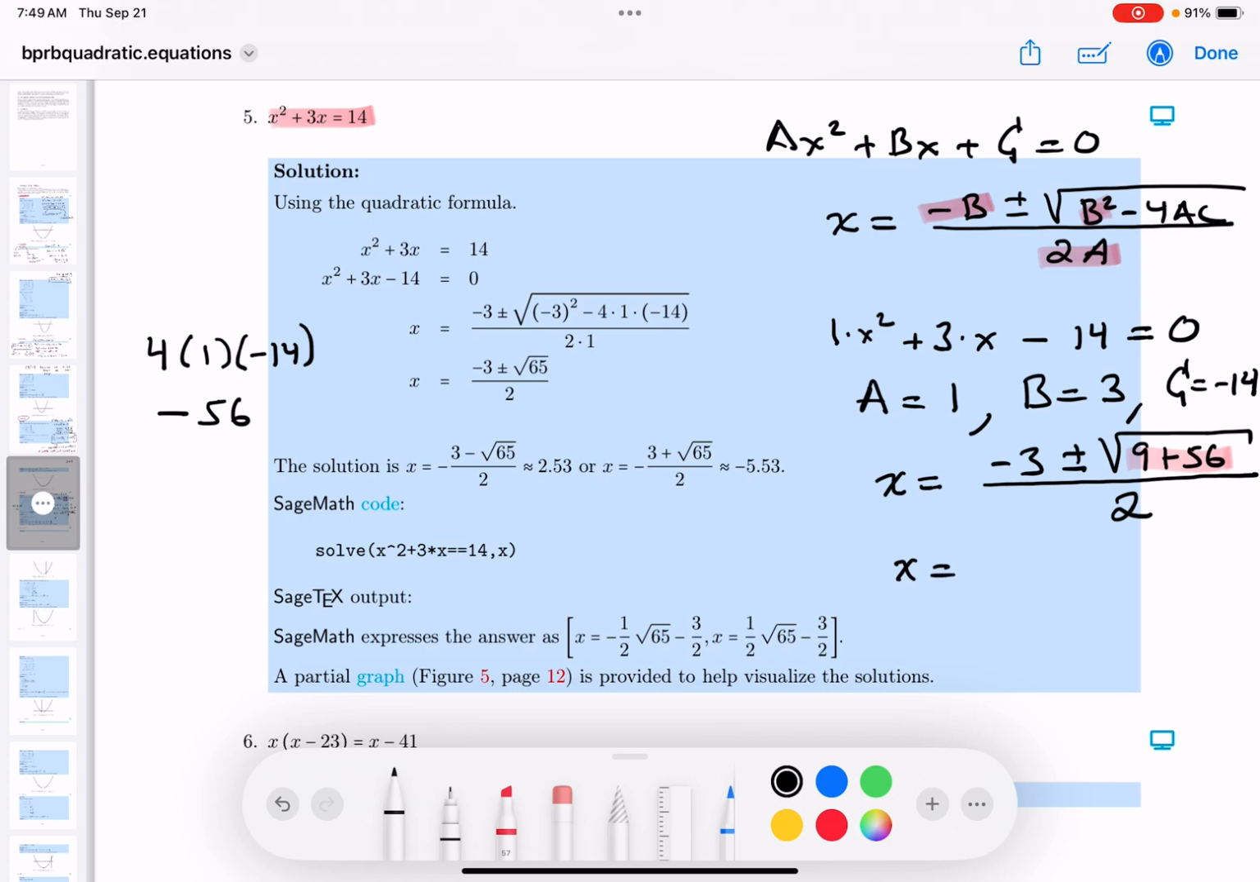Let me put this down for you, though. x equals minus 3 plus or minus. I'm going to do this root thing again. That's called the radicand: 9 plus 56. What do you get there? Well, let's see. It looks like 65, right?